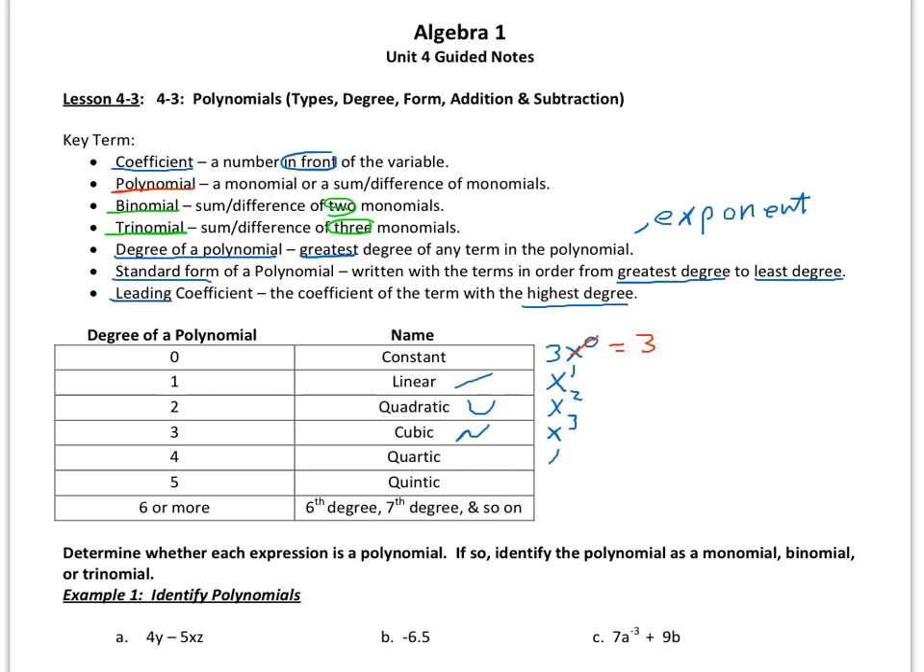Quartic refers to a power of 4, and quintic refers to a power of 5. And after that, usually there's no general term that would be described to it. We would just call it a 6th degree polynomial or a 7th degree polynomial, and so on.